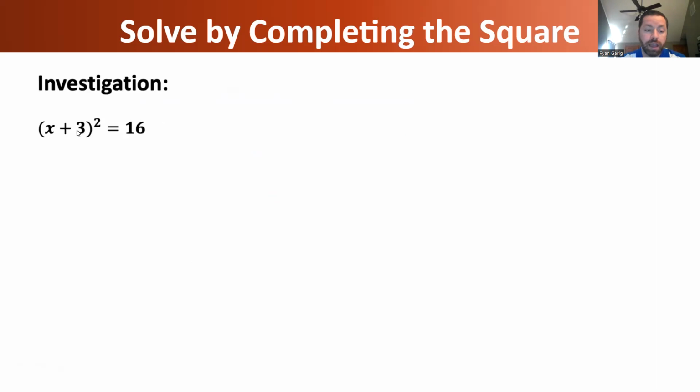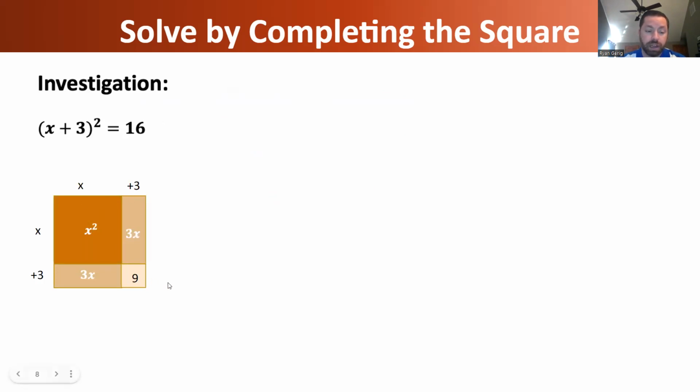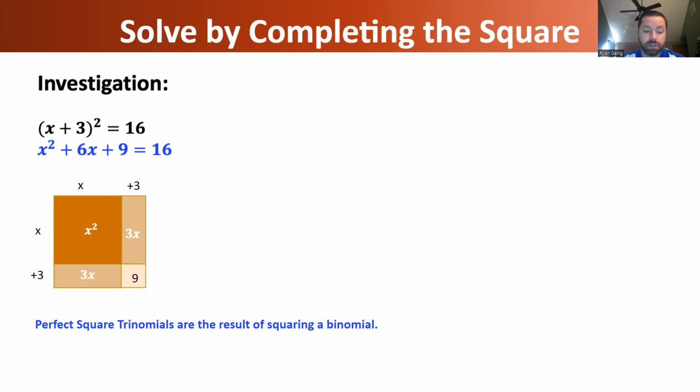So x plus 3 squared equals 16. So x plus 3 squared is x plus 3 times x plus 3. And this is a picture of what that looks like when I multiply those out. X times x is x squared. 3 times x is 3x. X times 3 is 3x. And 3 times 3 is 9. So if I would rewrite that, I would have x squared plus 6x plus 9 equals 16. Okay, let's do a couple more of those, just to show you what that's looking like.